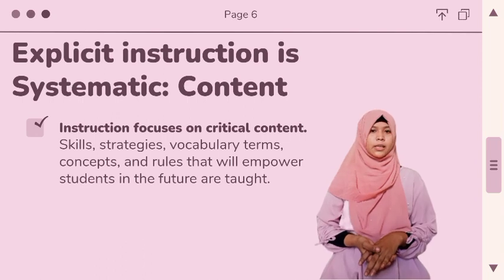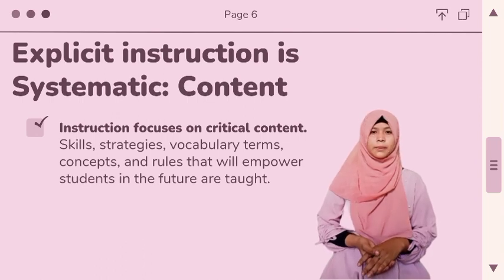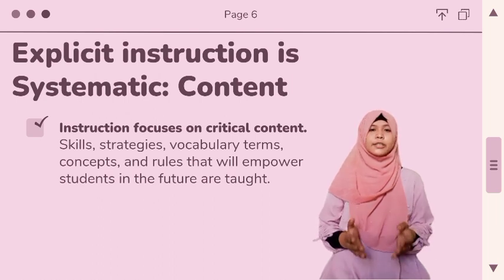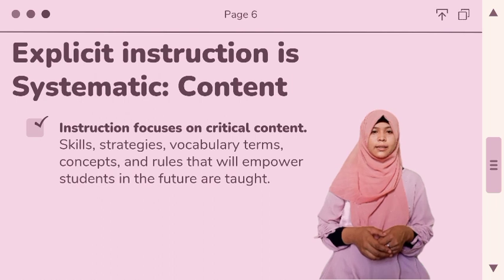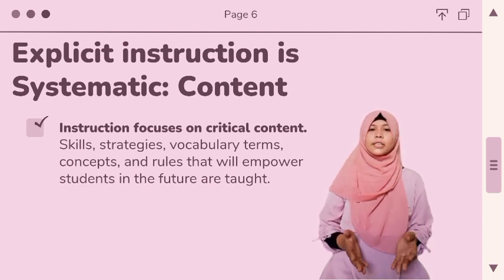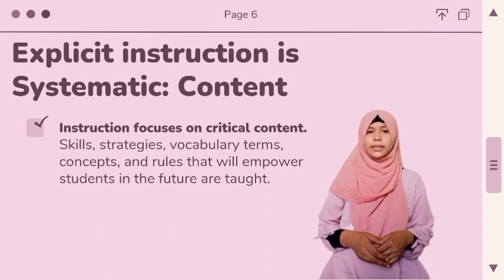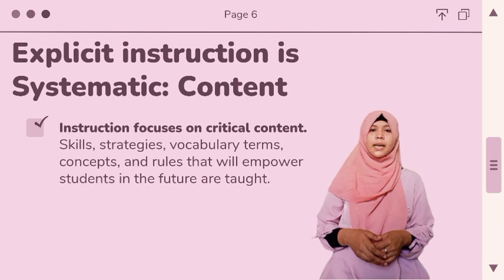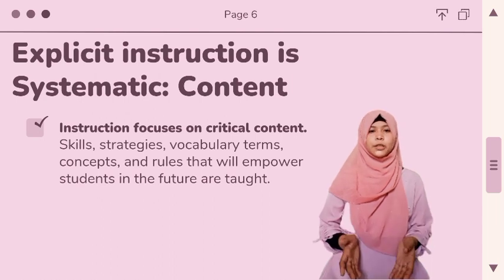In terms of the content, explicit instructions should be systematic. It needs to follow rules and patterns and it needs to be well organized. The instruction focuses on critical content or lessons that are necessary for learners to learn. This content should empower learners to learn skills, strategies, vocabulary terms, concepts, and rules which can help them in the future.